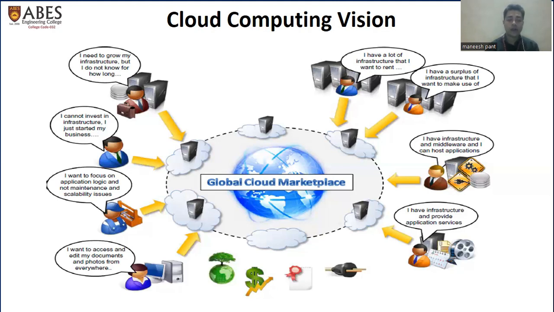Amazon, Google, and IBM decided that okay, we have a surplus amount of facilities, so we will just give it on rent to people who want to use it, to whatever amount they want to use, till whatever time they want to use it. So that is how cloud computing came into picture.